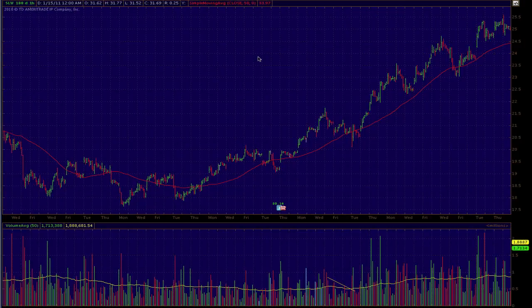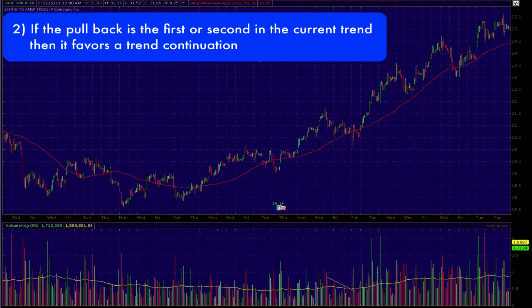Second is, how many pullbacks or retracements has there been in the current trend? If the trend is in alignment with the higher time frames, and if the retracement is the first or second time, then the odds favor a trend continuation. So in this case we have 1 and 2 and 3 and 4. Now, that doesn't mean that the third or fourth or fifth retracement won't work.